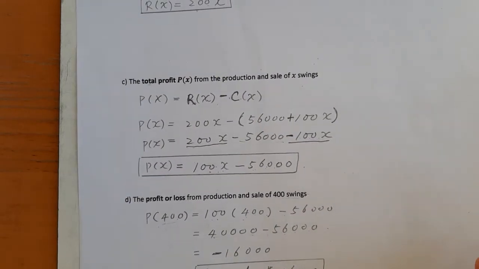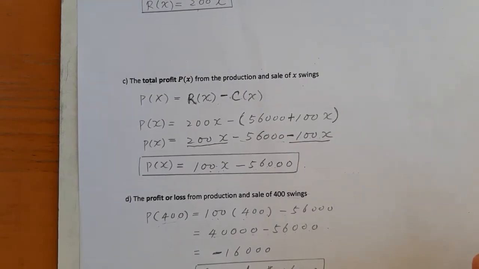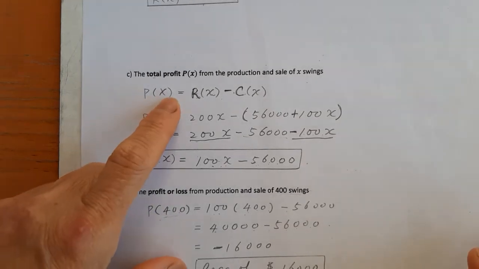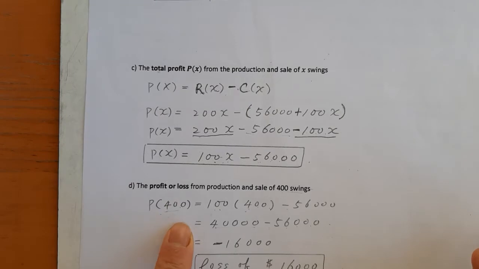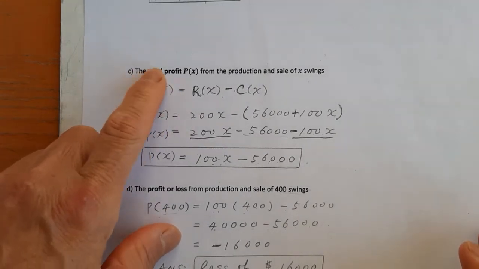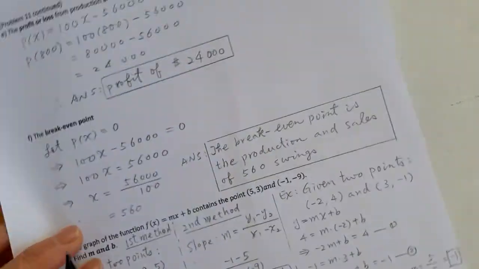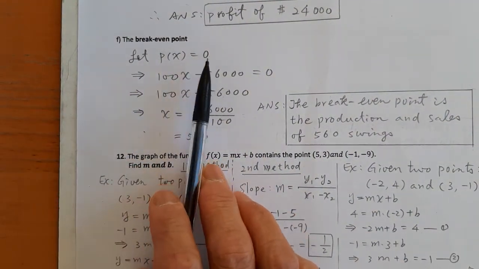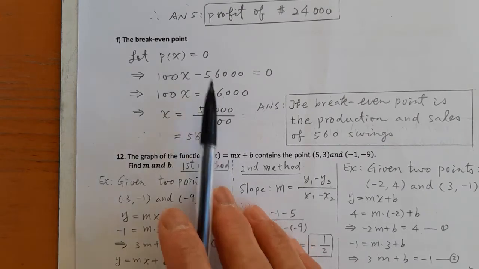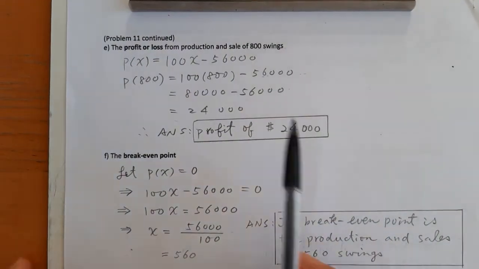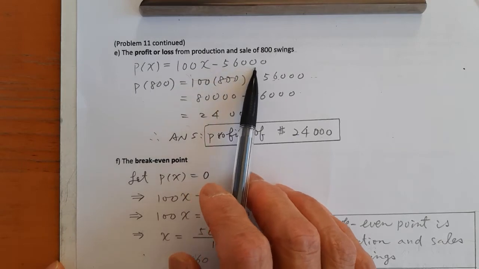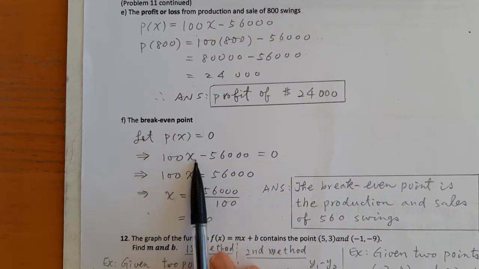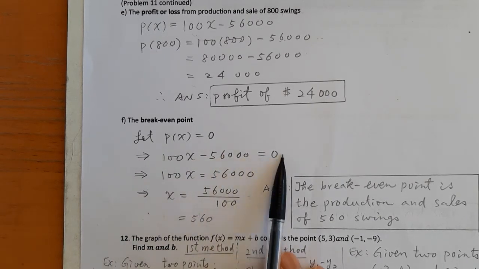That means you don't earn and you don't lose. So you don't have net profit and you don't lose. So you set this total profit function equal to 0, P of x equals 0. You let P of x equal 0 and solve for x. P of x is 100x minus 56,000, so 100x minus 56,000 equals 0.